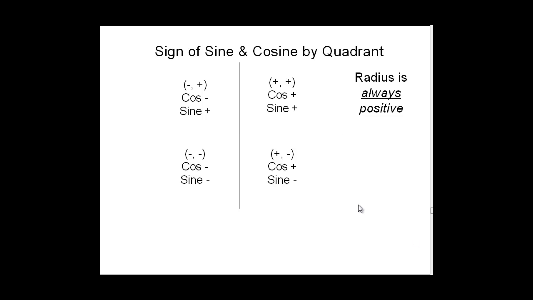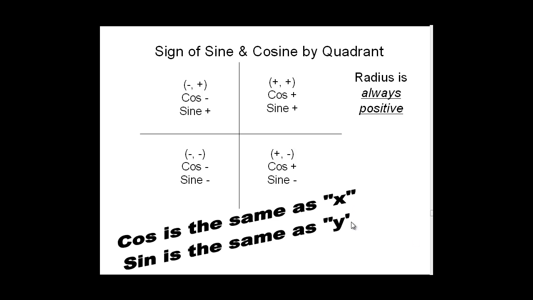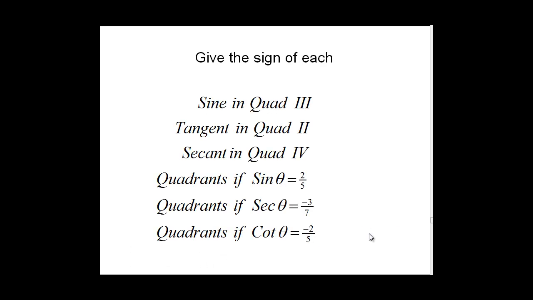Then just to reinforce that, cosine is your x, sine is your y, so your point is always cosine comma sine. Now, just to practice this, suppose we want to find the sign of sine in the third quadrant. You can just redraw the graph or think: in the third quadrant they're both negative, so sine would have to be negative. Tangent is sine and cosine together, so in the second quadrant you have a positive and negative together, that makes negative. Secant is the cosine component, which is the first number. In the fourth quadrant, cosine is positive.